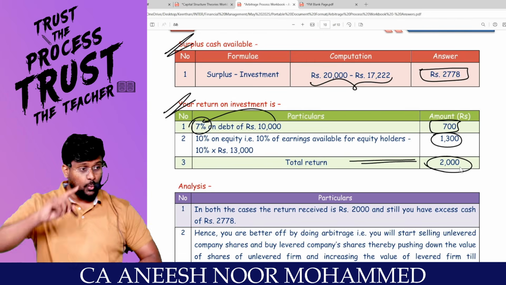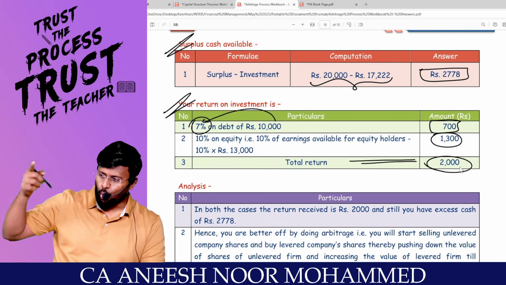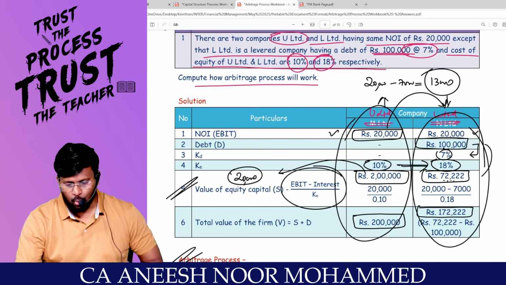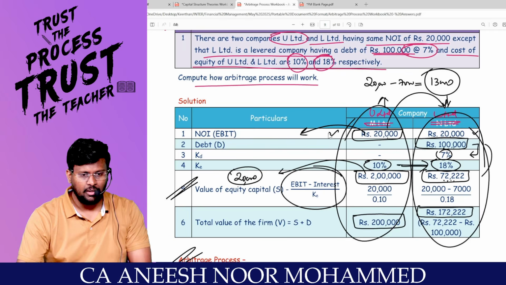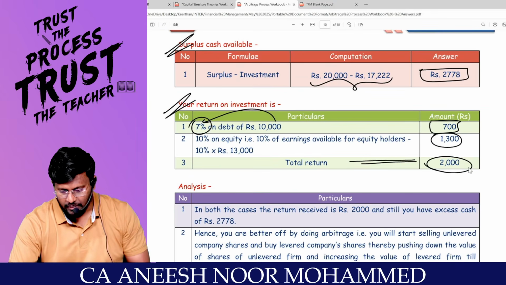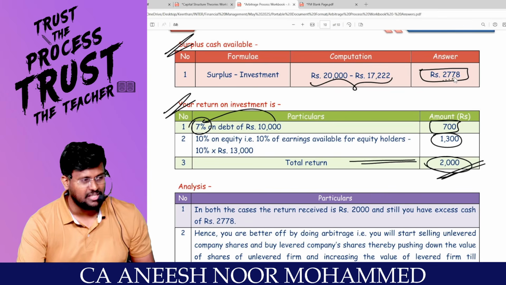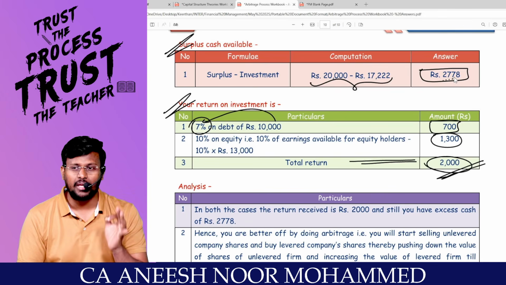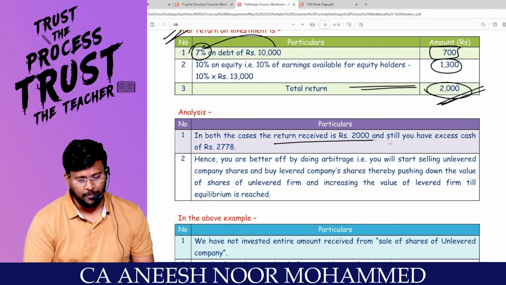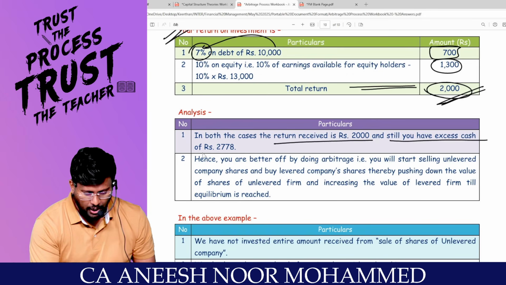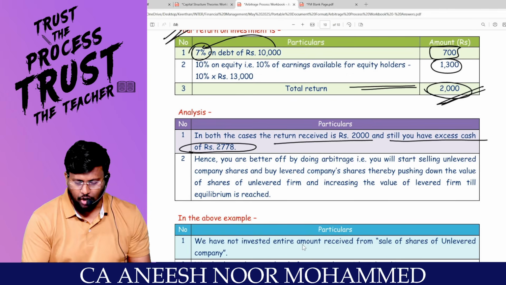Correct? When you were in the unlevered firm, you were holding 10%. What was the EBIT of that company? 20,000. So 10% of that, now also you are getting 2,000. That means your income has not been changed. But still in your pocket 2,778 is there. This is called as what gain? So in both the cases, the return received is how much? 2,000. And still you have excess cash of 2,778. Hence you are better off by doing what?